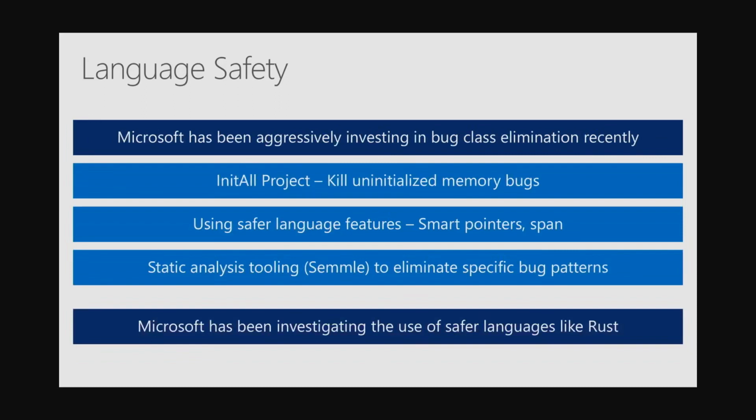We've also been doing other work to eliminate bug classes. So we've been aggressively killing uninitialized bugs in Windows. We've been using safer language features in our products. We've been using static analysis like SEML to go and eliminate specific bug patterns in our code. And we've also been investigating just using safer languages like Rust.